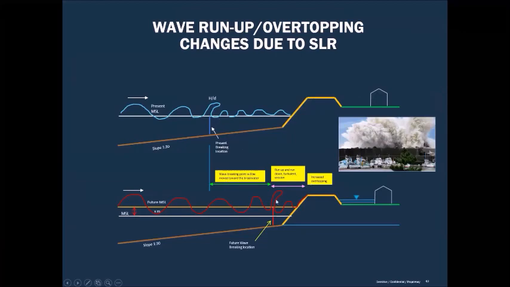Why are we getting the higher run up? Because if we have the mean sea level right here, our wave is breaking right here. So when you have the higher sea level rise, the wave will break close to the shore, close to the structure, and it will overtop. So that's why we'll get the higher overtop.